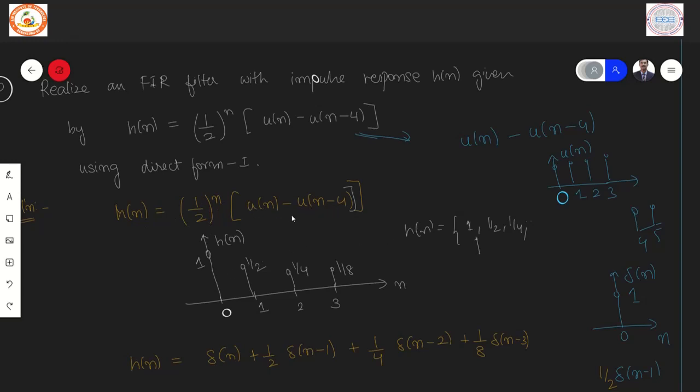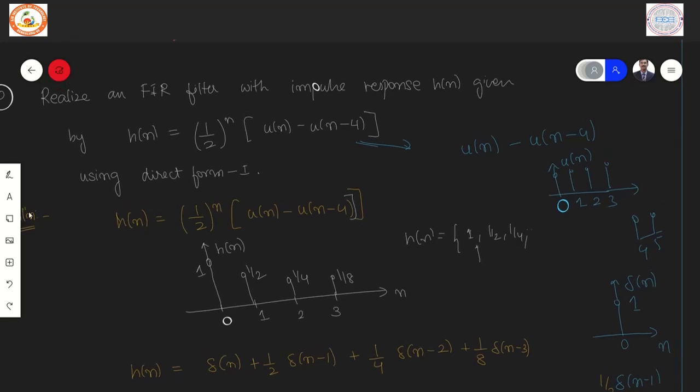The values may be computed taking the help of the expression. First point to be noted, what is u of n minus u of n minus 4? This is a sequence which exists from 0 to 3 and it carries a value which is equal to 1. The amplitude here is equal to 1 and it is present between n is equal to 0 till n is equal to 3.